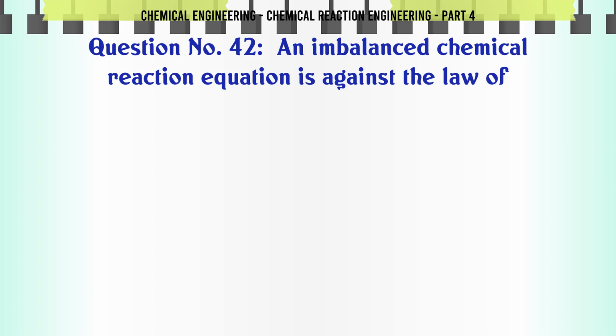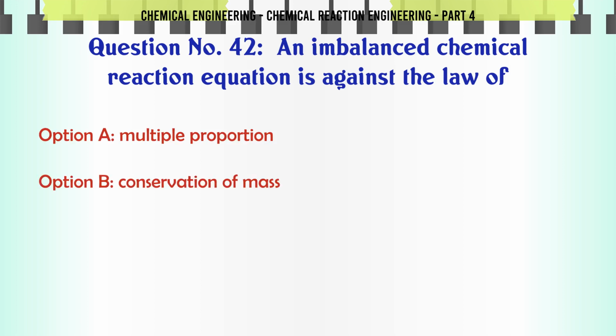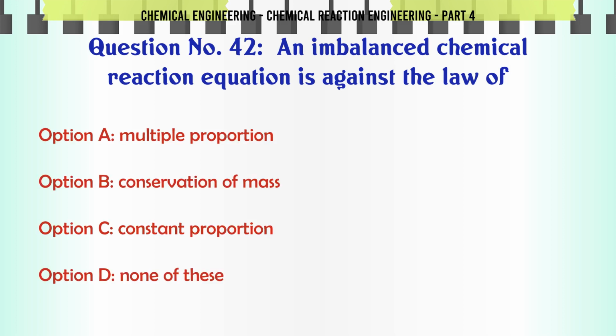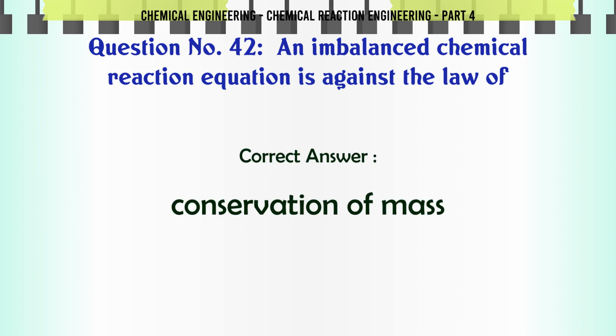An imbalanced chemical reaction equation is against the law of: A. Multiple proportion. B. Conservation of mass. C. Constant proportion. D. None of these. The correct answer is conservation of mass.